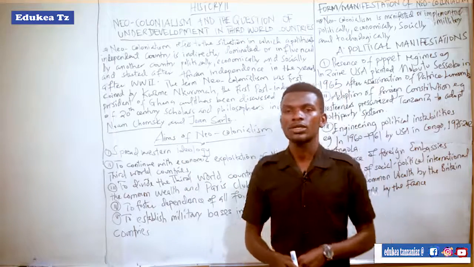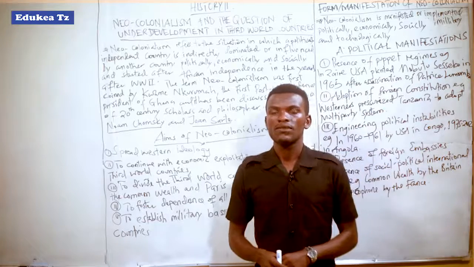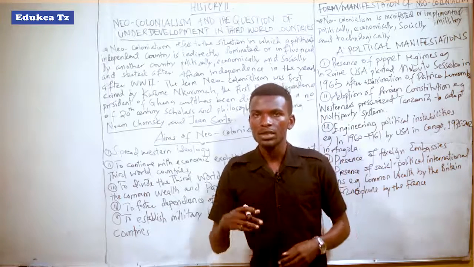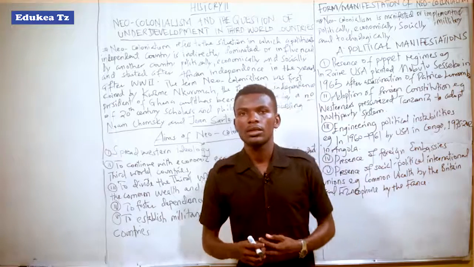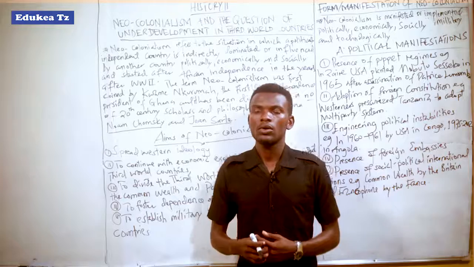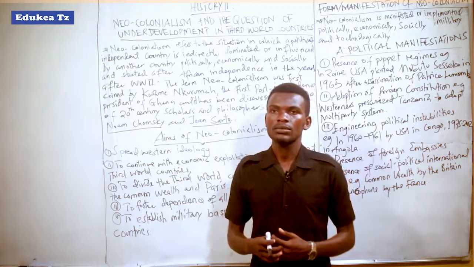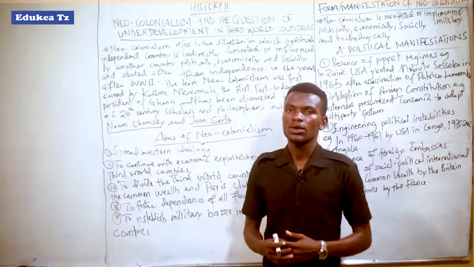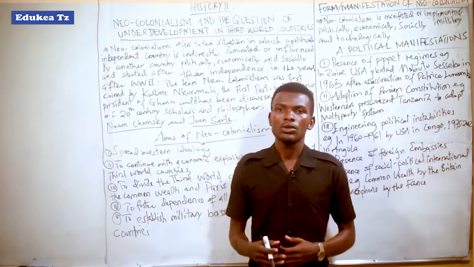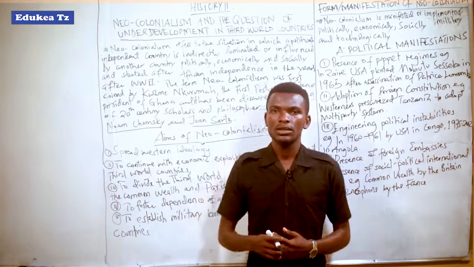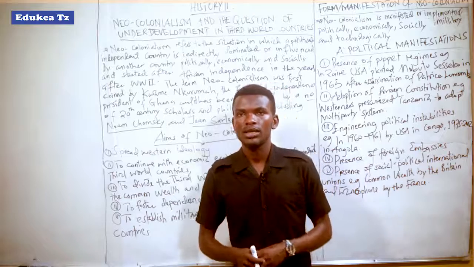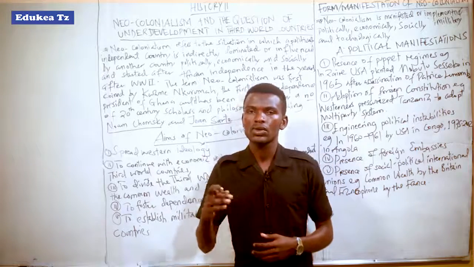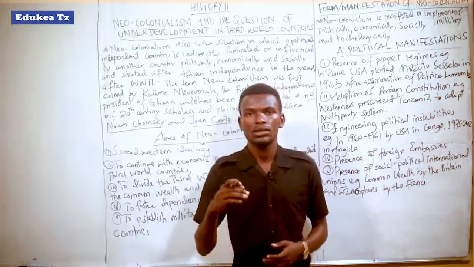Our topic will contain four subtopics. The first is the concepts of neocolonialism and underdevelopment. The second subtopic is the manifestation of neocolonialism in the developing countries. The third one is the causes of underdevelopment in the less developed countries. And the fourth, the last one, is the efforts to solve the problem of underdevelopment in third world countries.